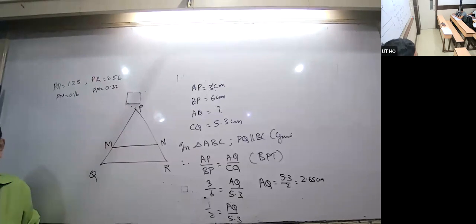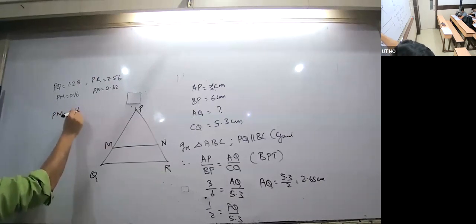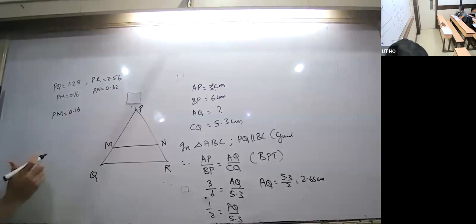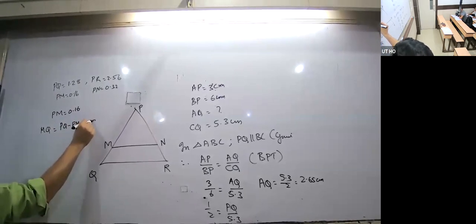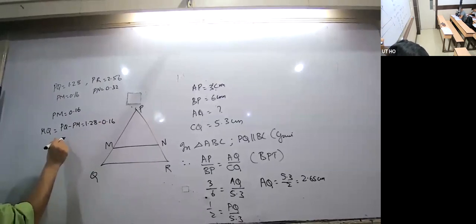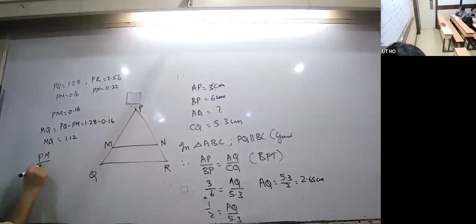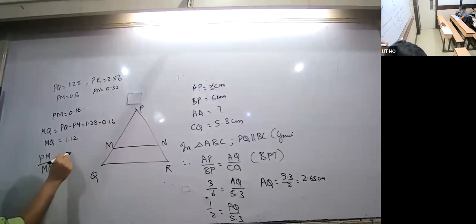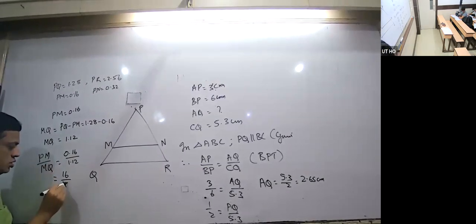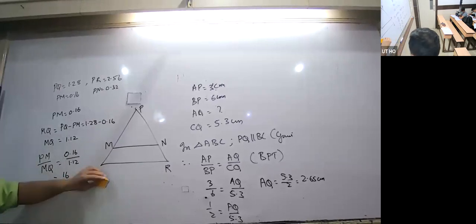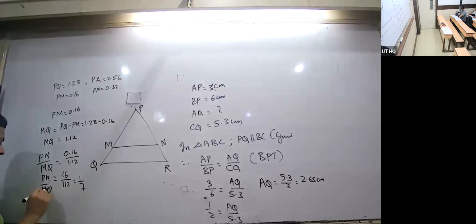PM upon MQ should be equal to PN upon NR. Do you have PM? Yes, 0.16. Do you have MQ? We can find it out. Look at the figure. MQ is equal to PQ minus PM, which is 1.28 minus 0.16. How much will it come? 1.12. Did you all follow? Therefore PM upon MQ is 0.16 upon 1.12. Remove the decimal: 16 upon 112, which is equal to 1/7. So you got PM upon MQ equal to 1/7.